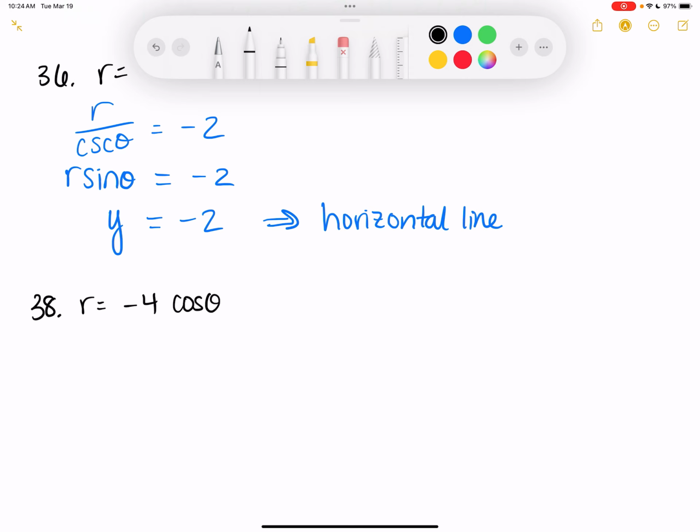All right. Any idea on how we might want to start this one? So if I do that, okay, and the other one, I knew that that was going to convert to give us sine theta. So if I divide by cosine, I have r over cosine theta.